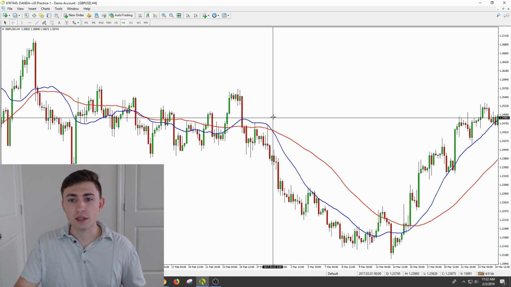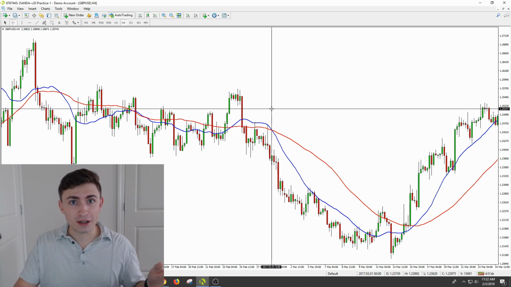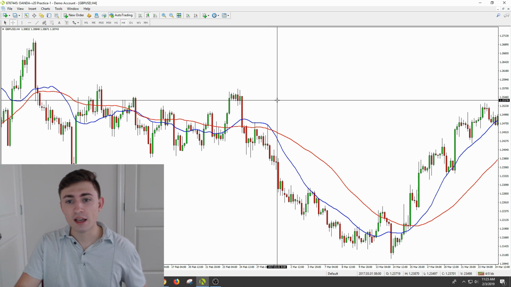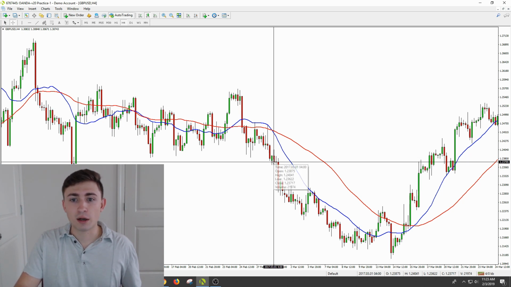So what we're going to do here is start simply, and sometimes very boring, this is a very boring process, you're going to start taking theoretical trades to see how your strategy holds up, right? So we see that the blue line has crossed under, and on the next bar, we're going to take a short. So we short here.